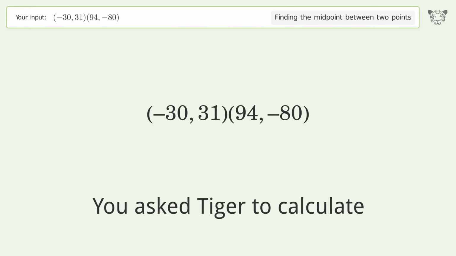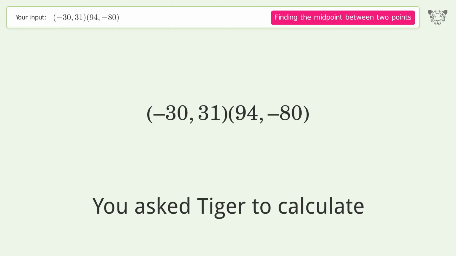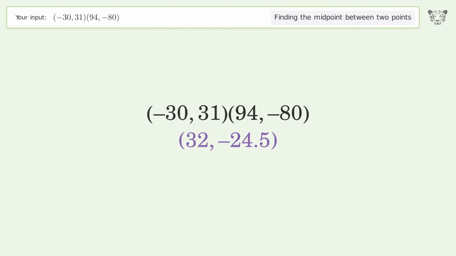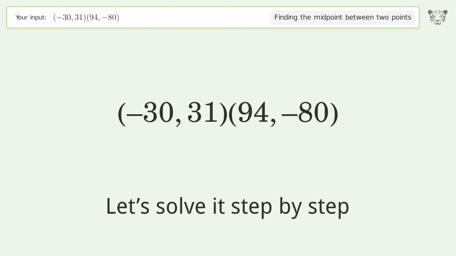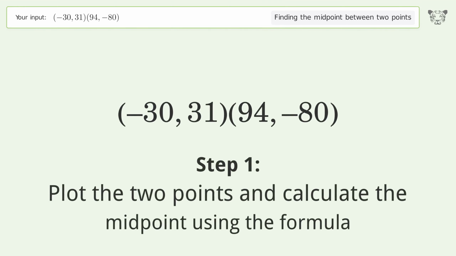You ask Tiger to calculate. This deals with finding the midpoint between 2 points. The midpoint between the 2 points is 32, negative 24.5. Let's solve it step by step. Plot the 2 points and calculate the midpoint using the formula.